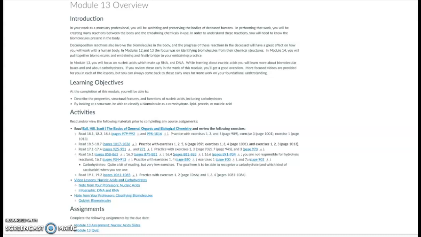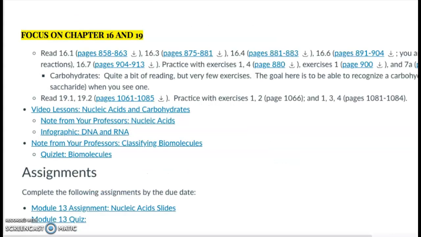Chapter 18 and Chapter 17 were focused more on proteins and lipids. And in this module, we're going to focus more on nucleic acids and carbohydrates. So our focus is going to be mainly on Chapter 16 and Chapter 19. That said, you will need all 4 of those chapters to perform on the Module 13 quiz.